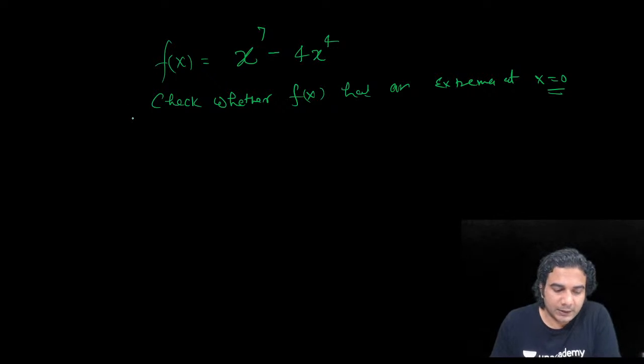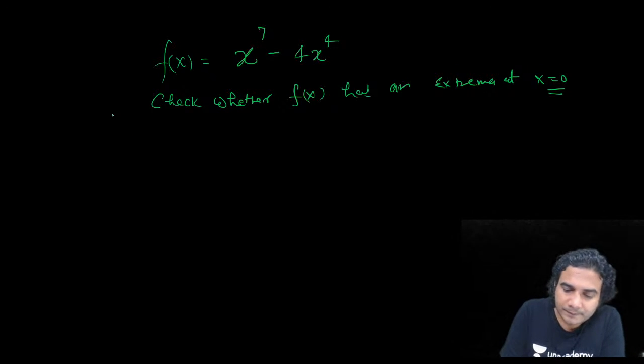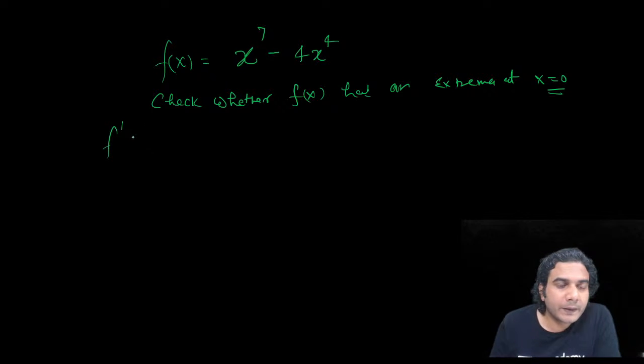All right, so let's start. Let's check it. I'll start with the derivative. Let's find f dash. f dash x is going to be 7x^6 - 16x^3. Of course f dash 0 is 0.